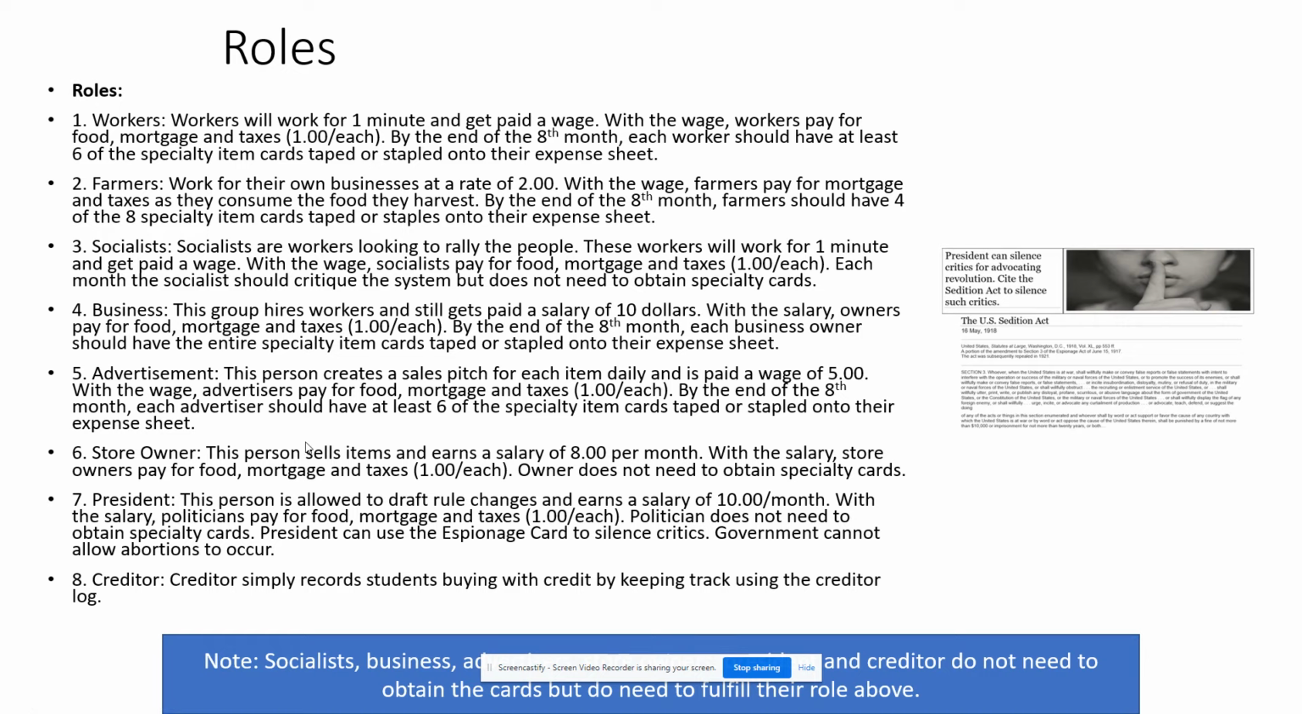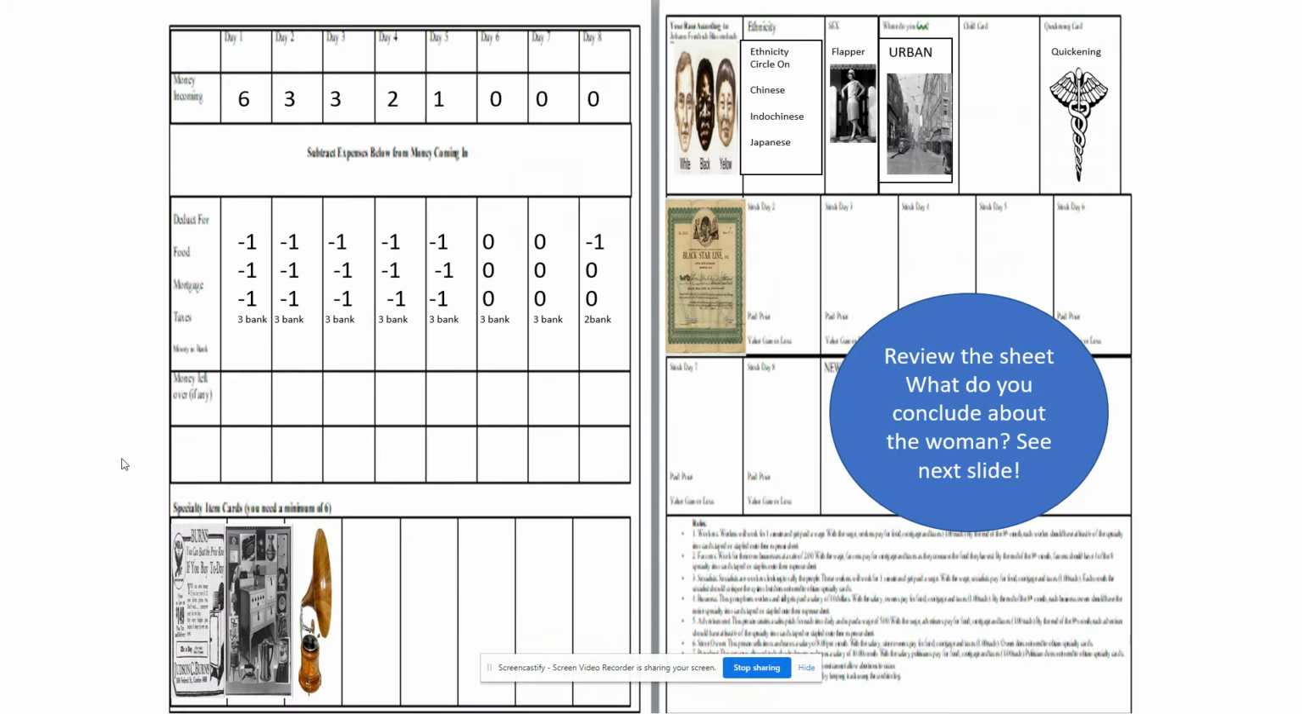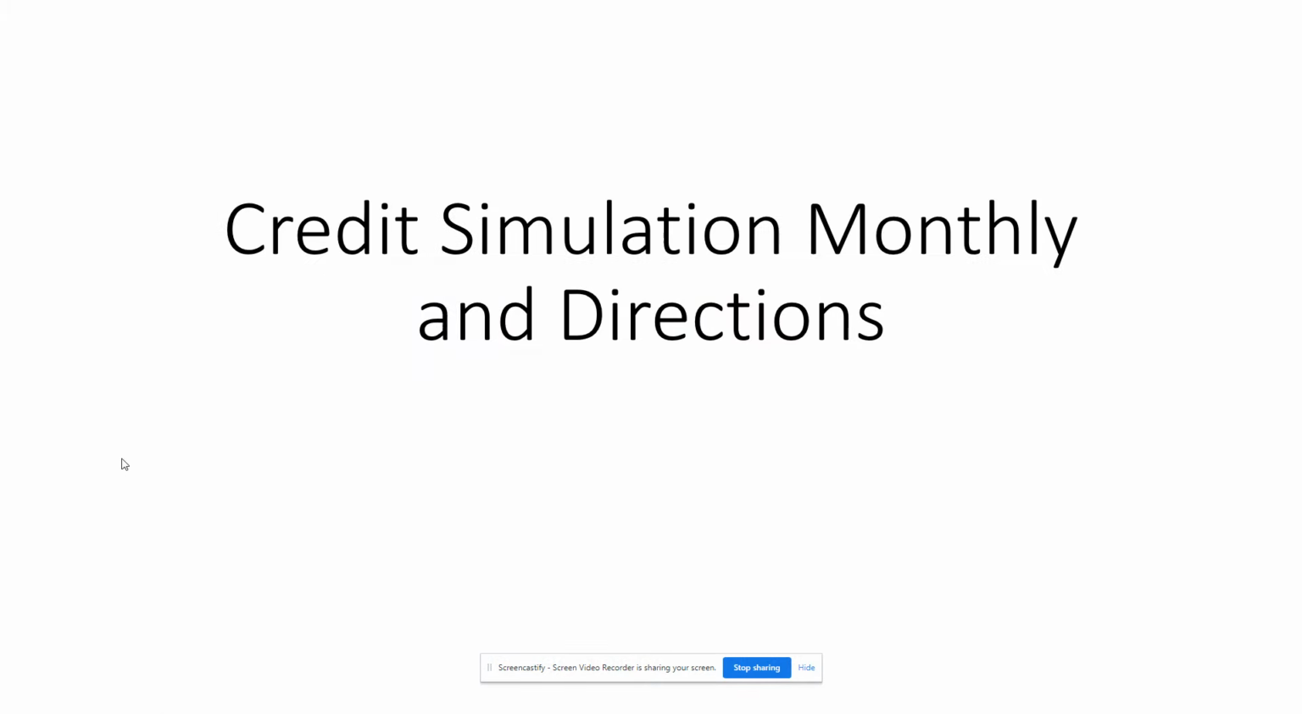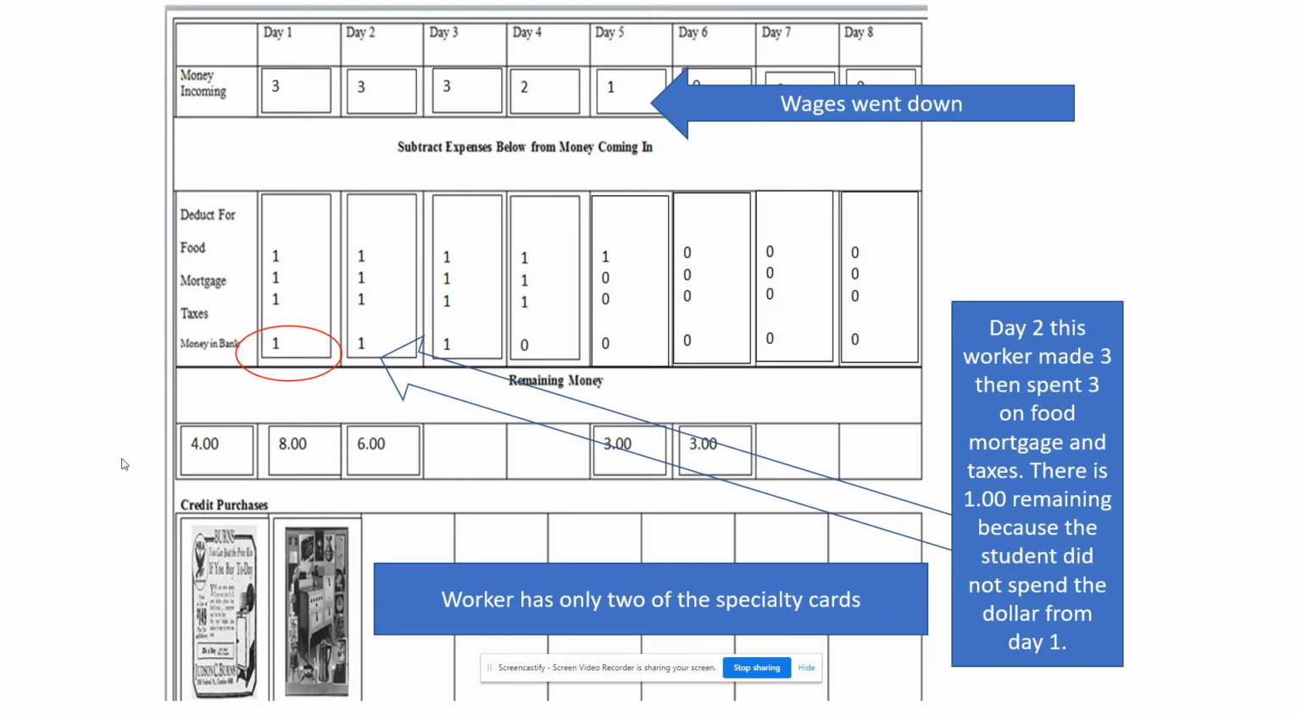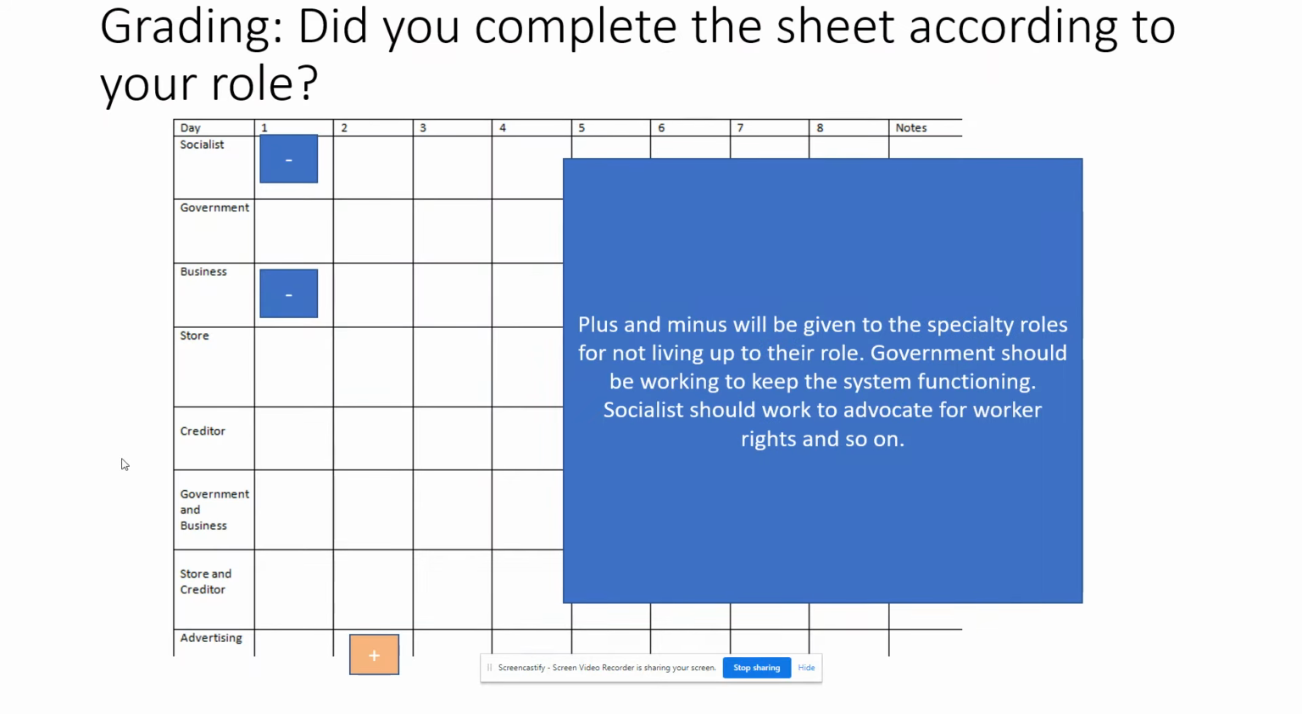So pretty much the creditor and the store owner will be given a list of everybody's name in the class, and then they're just simply keeping track. I will keep track of classes as they try to work to outperform the other classes using this sheet.